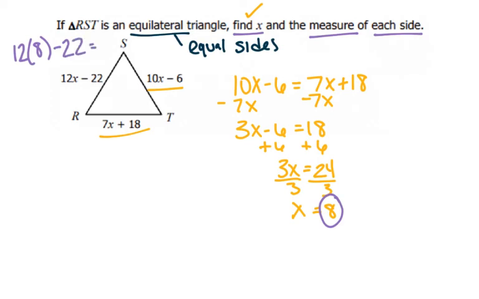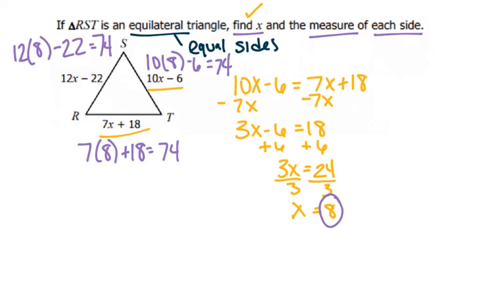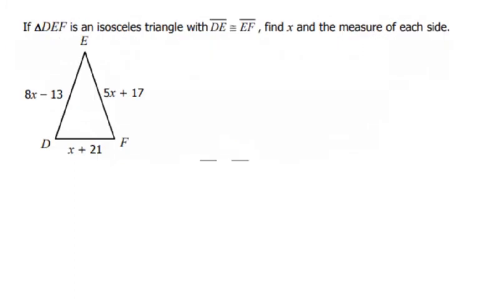Okay, so I get 74. I can also plug it in here. I get 74, and I plug it in here, and I get 74. Okay, so I found that x equals 8, check, and I found the measure of each side was 74, check, check. So I have done everything the problem has asked me to do.